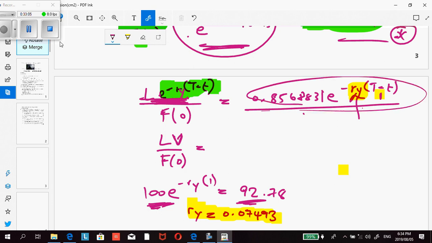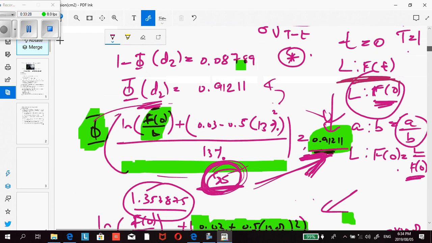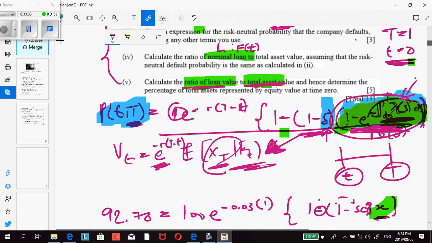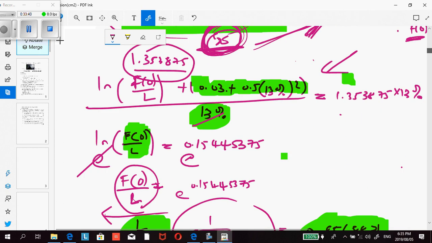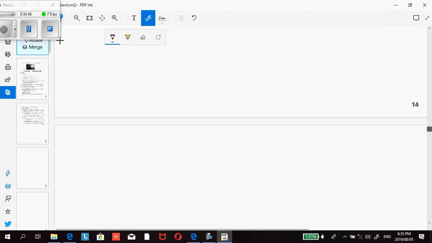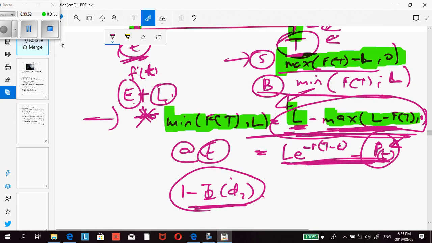So doing the calculation, you're going to get the ratio of the loan value to the total asset of the company to be 0.7950161. Okay. Now, the second part of the question, remember, we haven't finished answering the question because the second part of the question says, and hence, determine the percentage of total asset represented by equity value at time 0. Now, remember, I told you earlier that at time 0 or at time little t, your total asset is made up of your equity and your liabilities. This liability is the redemption value of your bond.